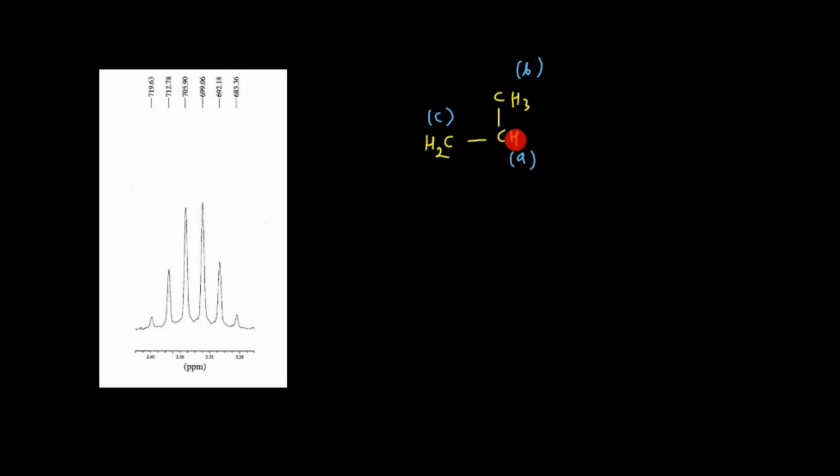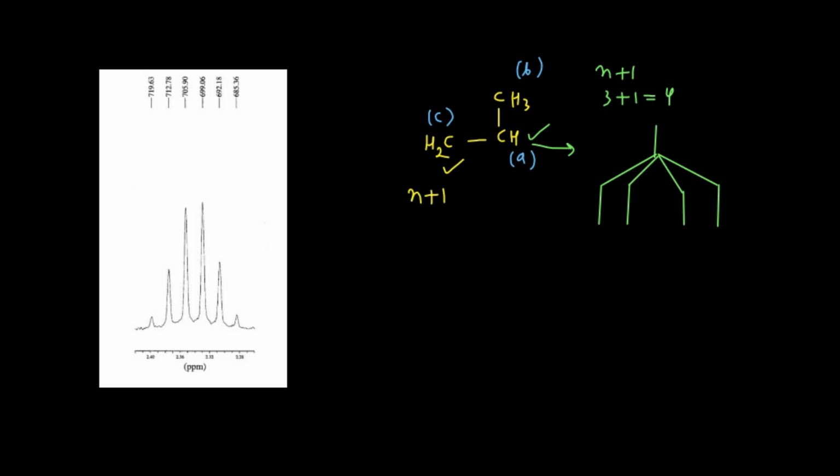So this hydrogen will couple first with these 3 hydrogens. If you apply the n plus 1 rule for the splitting pattern, 3 neighboring hydrogens plus 1 equals 4. So this will produce a quartet. I am drawing the quartet. Each line of this quartet will couple with this CH2, and again you apply the n plus 1 rule.